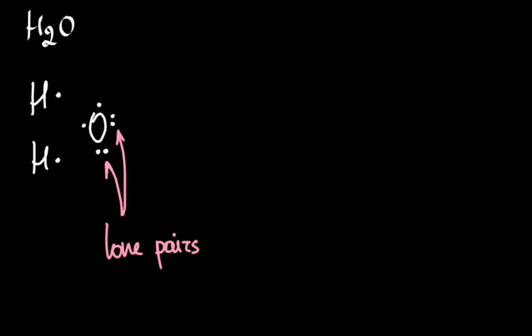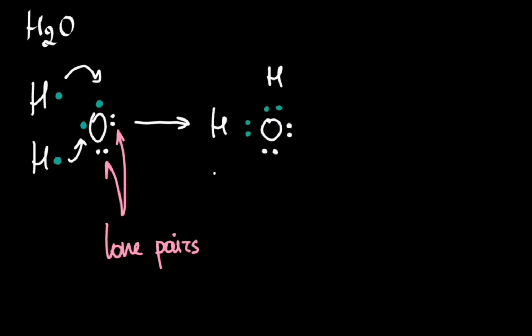Each hydrogen has 1 unpaired electron. Let's mark them green, and oxygen has 2 of them. So what happens is that the electrons from hydrogen pair with the electrons from oxygen, and they form a bonding pair. In covalent bonds, electrons are shared between the atoms. This structure is called the Lewis dot structure.